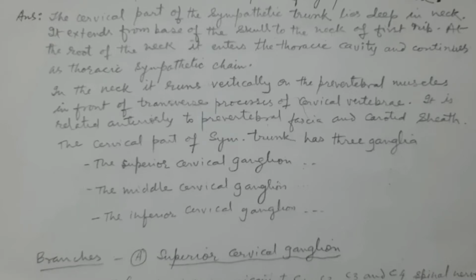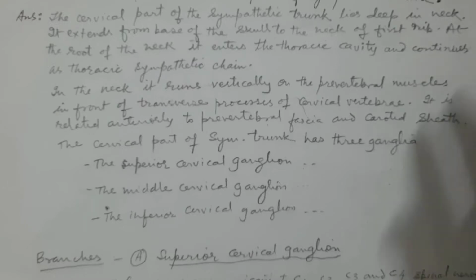Why are there only three? Why not one ganglion for each segment of the spinal cord, or for each vertebral segment? The reason is that the ganglia in the cervical region have fused. There were originally eight, but they have fused to form the three ganglia, as we will see.